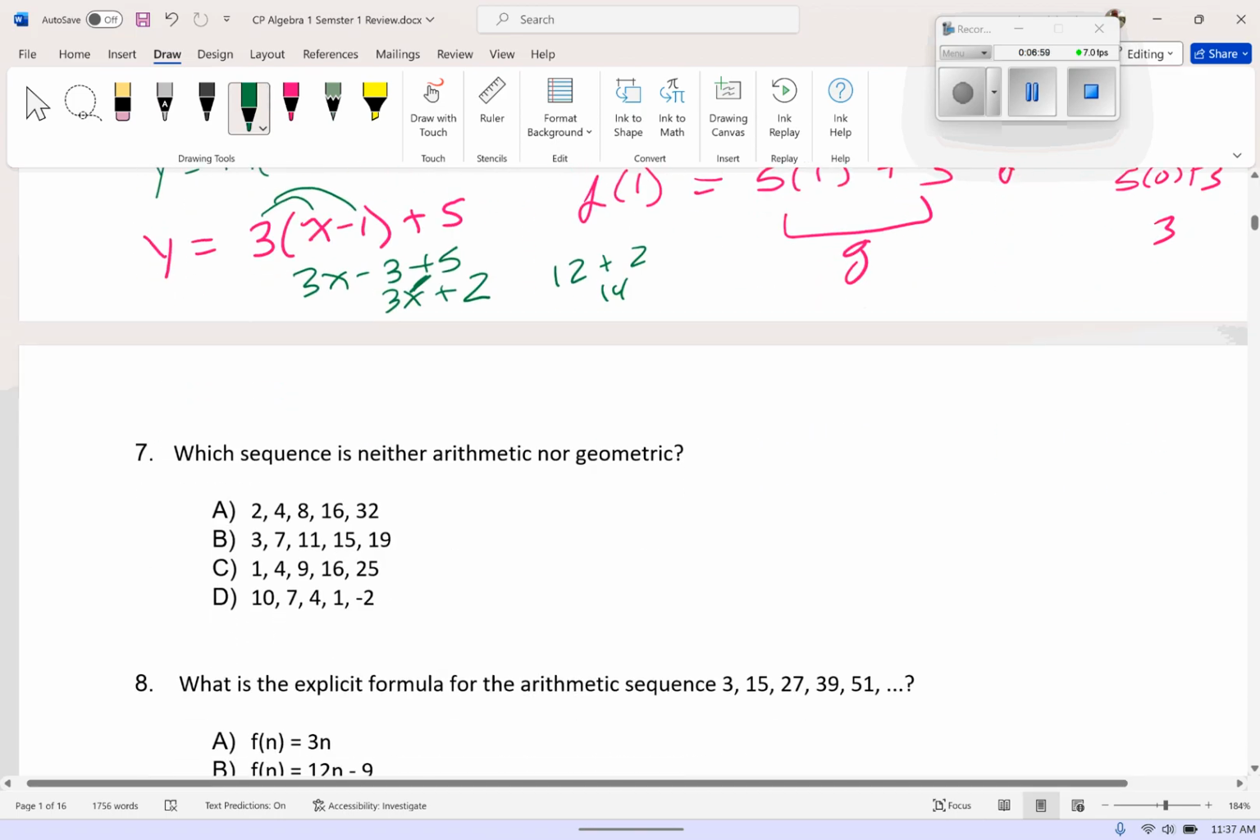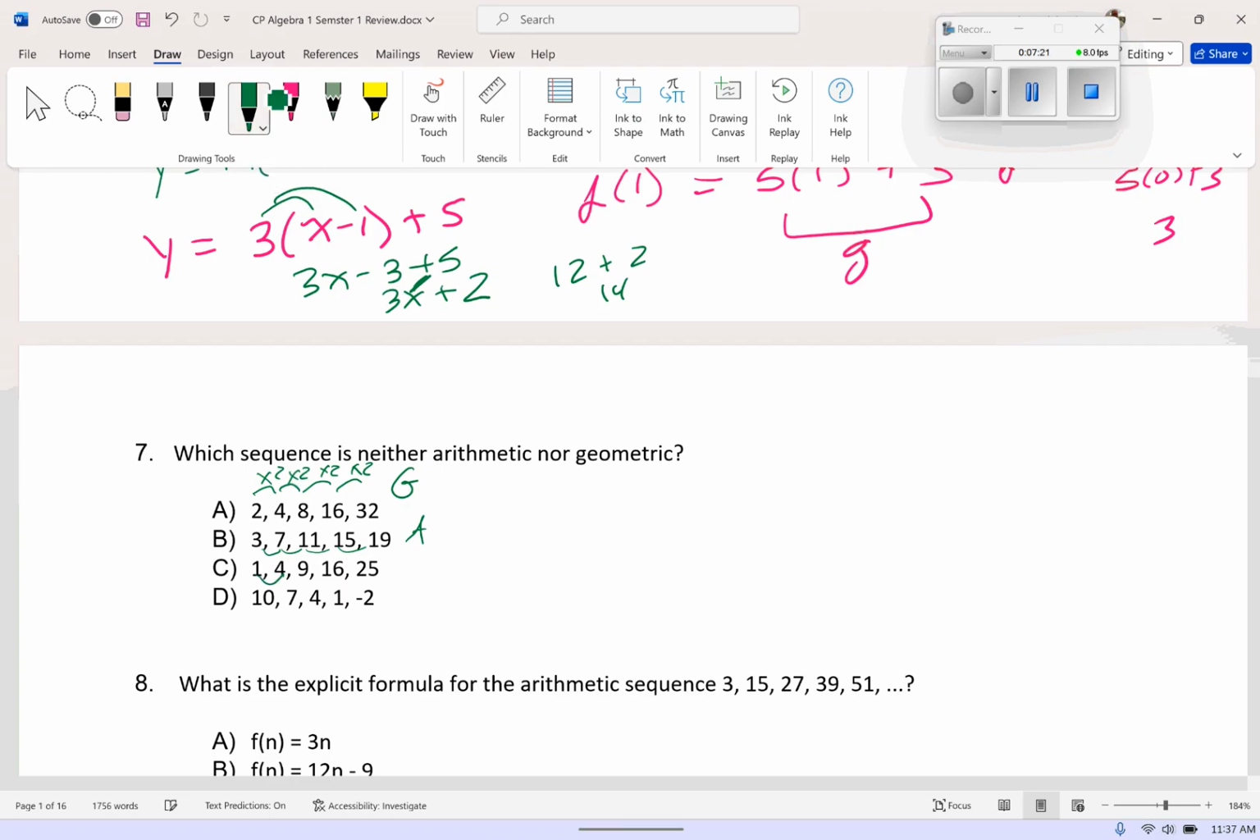Okay, it says, which sequence is neither arithmetic or geometric? Well, this is going times 2 each time, right? So that's geometric. First one's geometric, but we want neither. And this one looks like I'm adding 4 each time. So plus 4, plus 4, plus 4, plus 4. So that's arithmetic. What about this one?